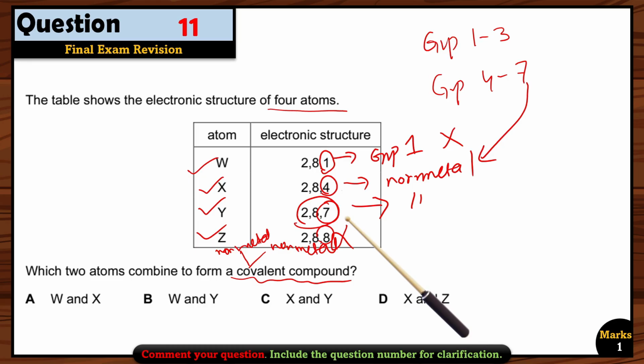You have to remember that group numbers are the ones that decide the number of electrons in the last shell, and the period number decides the number of shells. For example, it has 3 shells, so it means W belongs to period 3. All of these belong to period 3 because they all have 3 shells. Okay, so now which option is right? Option C is the right option because X and Y both are non-metals.